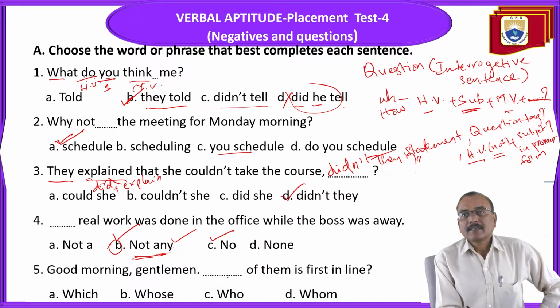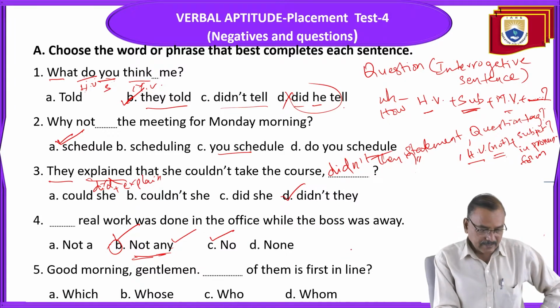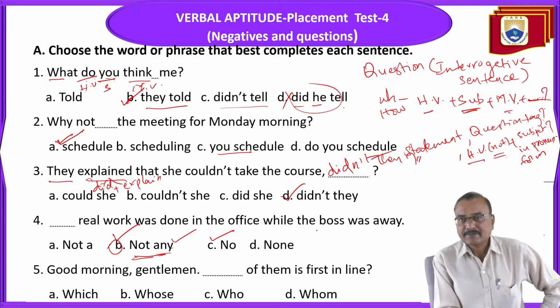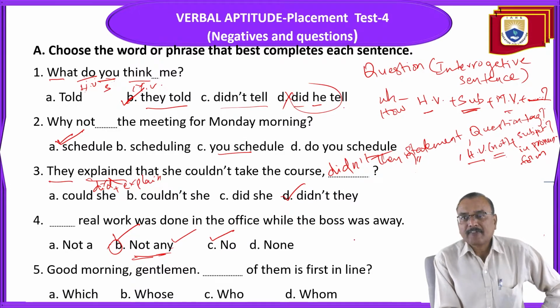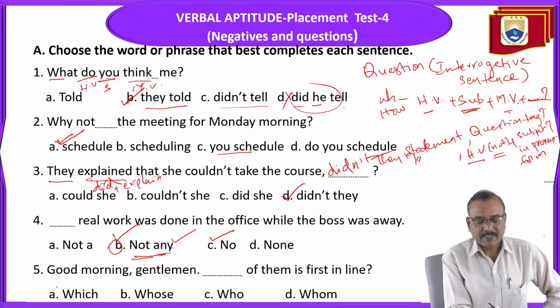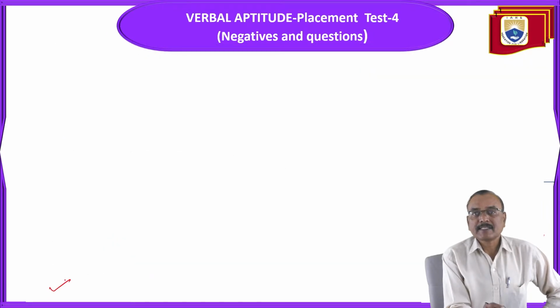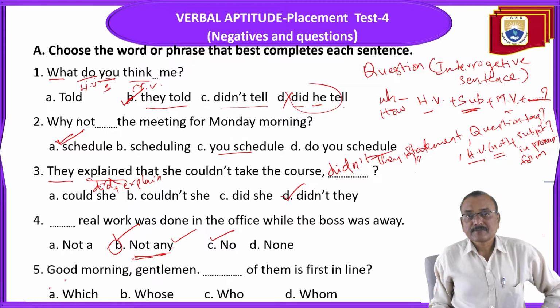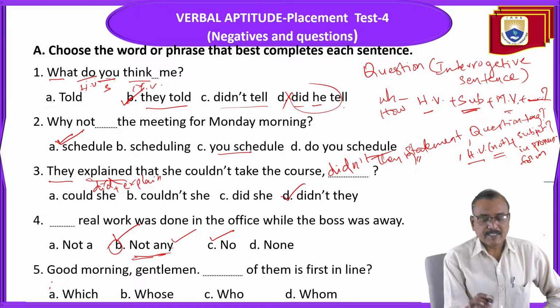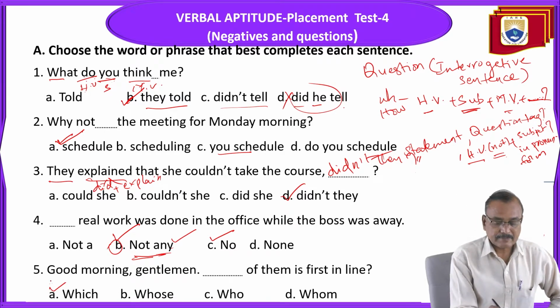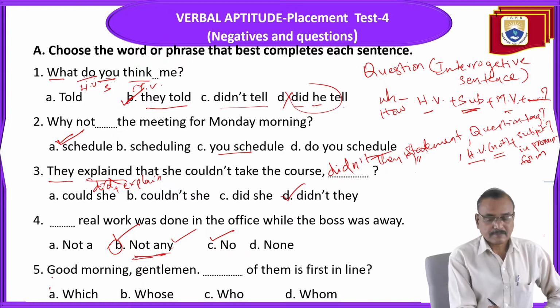So, which of them is the first in line? Who of them, or whom of them is first in line? So here you can say, which of them is first? So which can be used here for things and persons. Which of them?